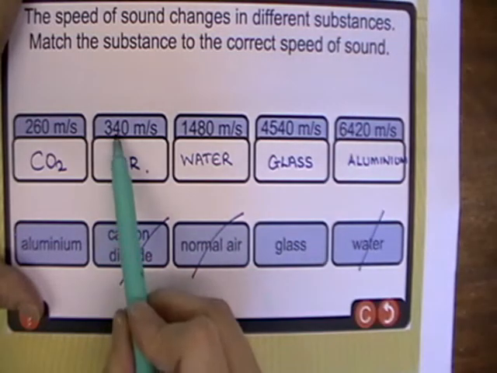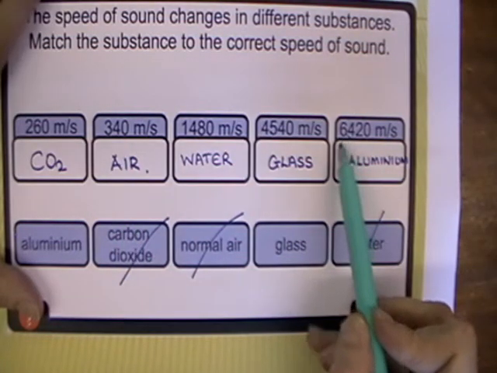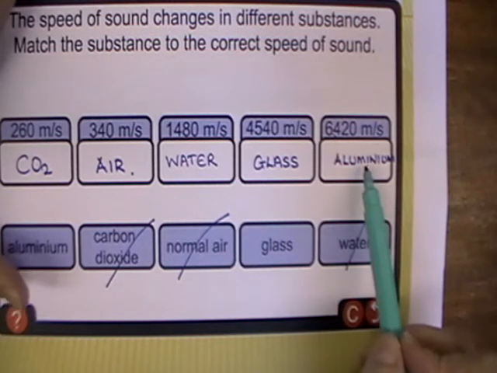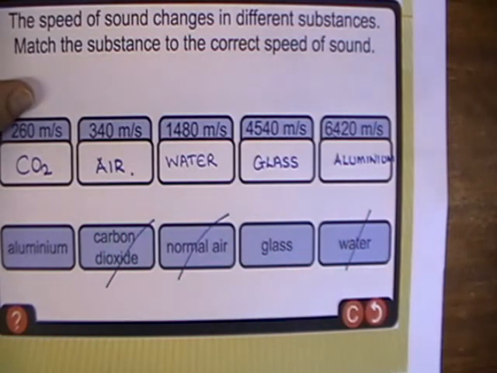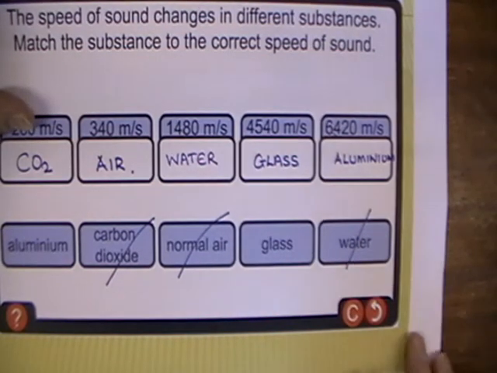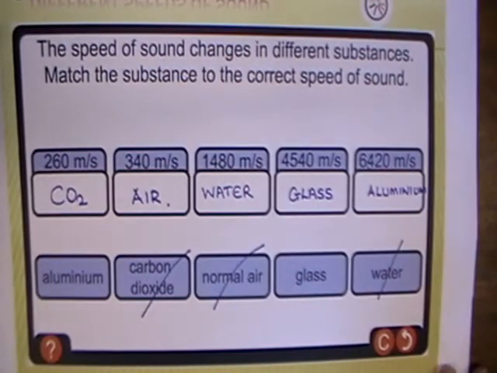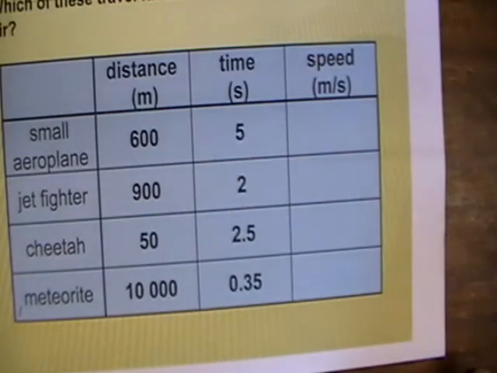Now if you have a wee look at that value compared to that value, you can see that the speed of sound in aluminium is roughly, I'm only kind of guessing here, about 20 times greater than that in air. So you can see that does make a big difference what type of material the sound is travelling through.